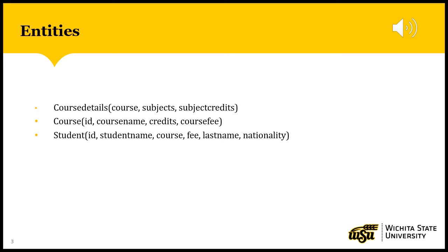And then we have the student entity. The student entity has features and columns like ID, student name, course fee, last name, nationality, etc. So these are the standard defined entities that we would like to put forward at this point of time. We'll learn about the not so important entities as we go on into the analysis.